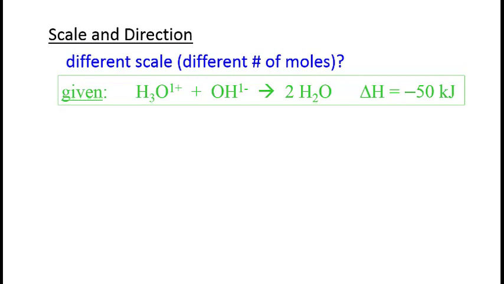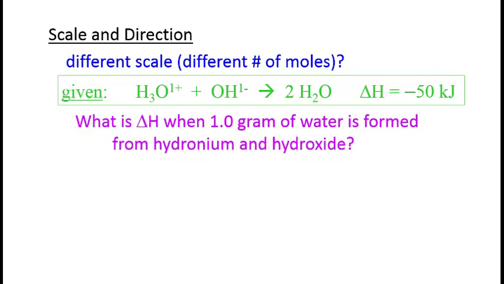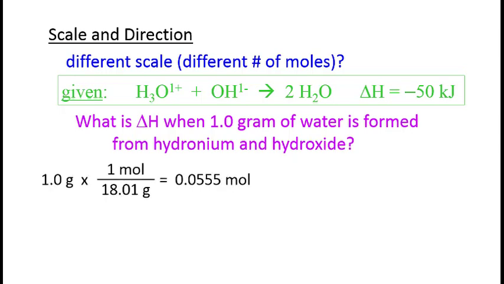With 2 small modifications, we can use this concept for any size sample. For example, what is delta H when 1 gram of water is formed from hydronium and hydroxide? First, we need to know how many moles are in the reaction. We can use the molar mass of water to find that 0.0555 moles of water are formed when 1 gram is formed.